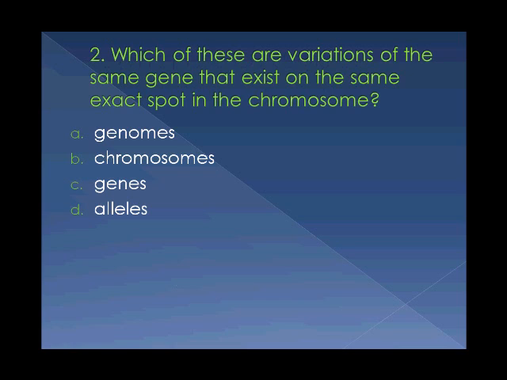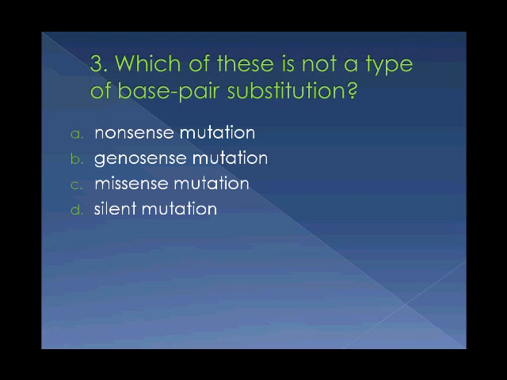The second question, which of these are variations of the same gene that exist on the same exact spot in the chromosome? A, genomes. B, chromosomes. C, genes. Or D, alleles. D, alleles.